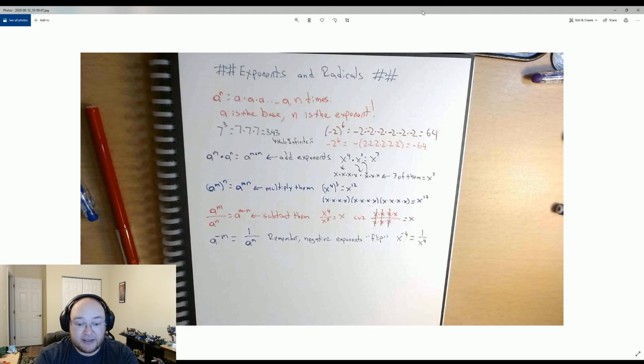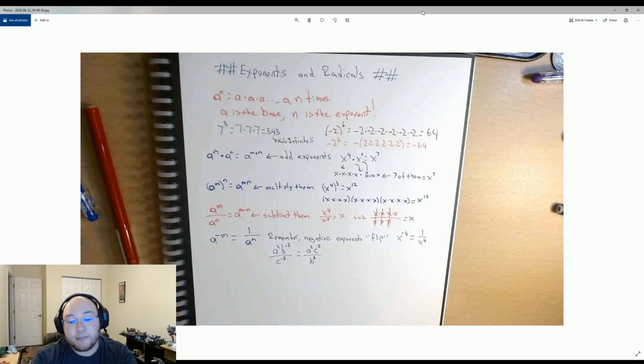It's flipping it. In a question like this, a squared b to the negative 3 over c to the negative 5, since it's already a fraction, you're not having to put that 1 there. So when I say flip it, that b flips to the bottom and that c flips to the top. Since that a squared was positive, thus the exponent was positive, it just stays there. Nothing happens to it at all.